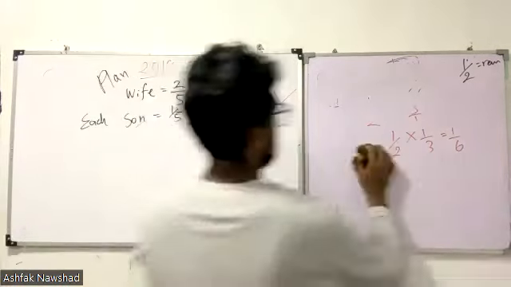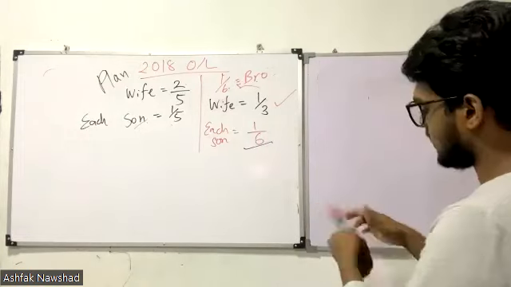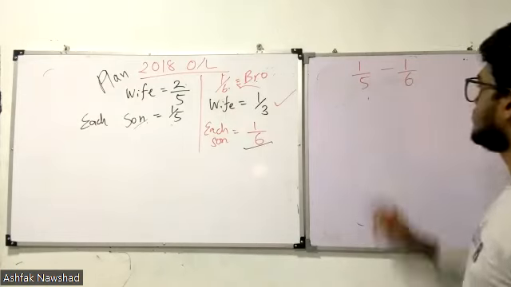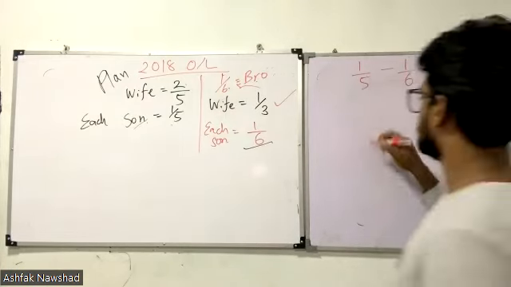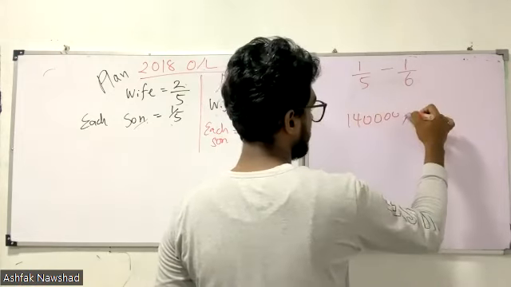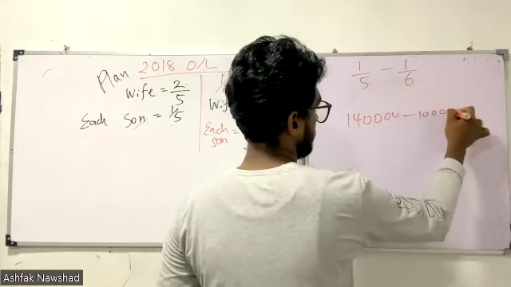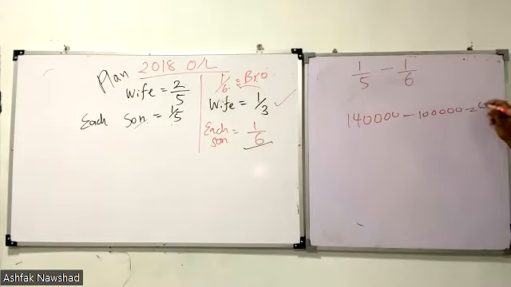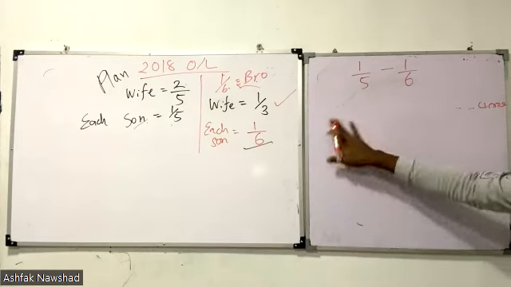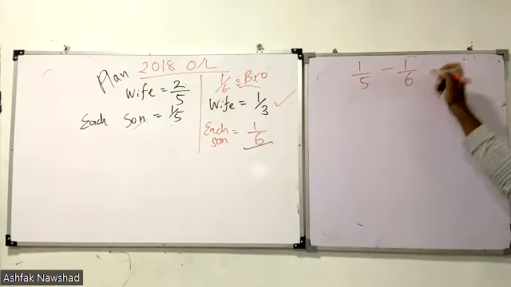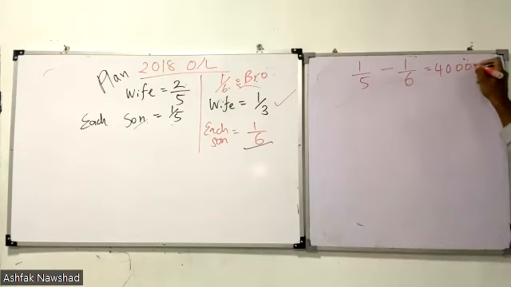I'll do this again. The son was to receive 1 out of 5, but he received 1 out of 6. So for example, the son was to receive 1,40,000, but he receives 1 lakh. So the gap is 40,000. Similarly, we are talking fractions here. The son was to receive 1/5, but he received 1/6, so the gap is 40,000.